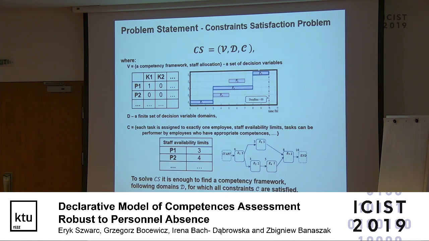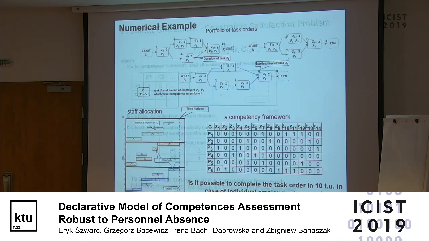our problem that boils down to searching this type of robust competency framework can be formulated in terms of a constraint satisfaction problem, which is a triple. We have a set of decision variables, we have domains of these variables, and a set of constraints. And to solve this problem, we need to find the values from these domains of the variables which satisfy all constraints. And to show you its usage, let me show you the following numerical example.